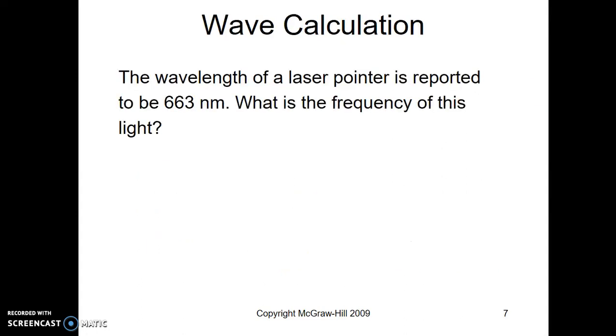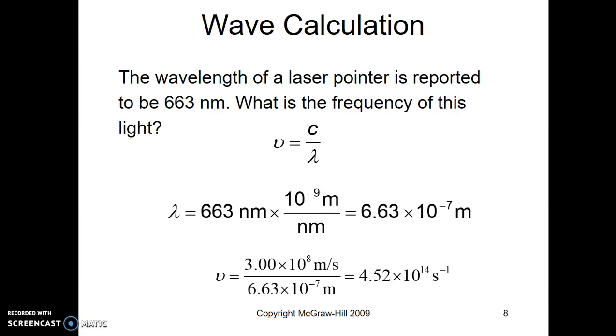So here's our first calculation. The wavelength of a laser pointer is reported to be 663 nanometers. What is the frequency of this light? So I would go ahead and circle, okay, here is something important, 663 nanometers. That's important. We're going to need to know that. The question is asking us to solve for frequency. So maybe put a little question mark on top of frequency. That's what we're looking for.